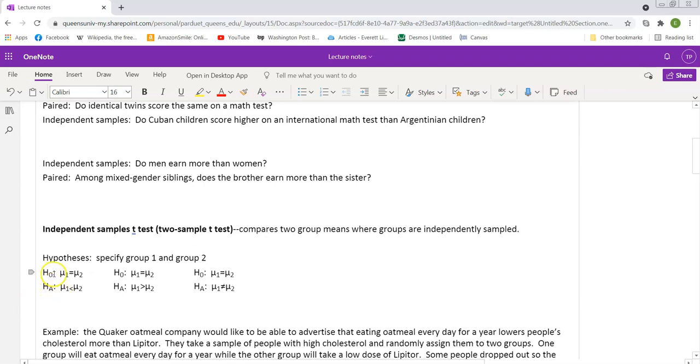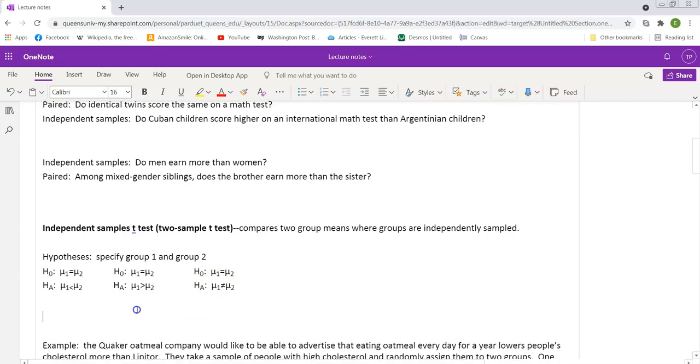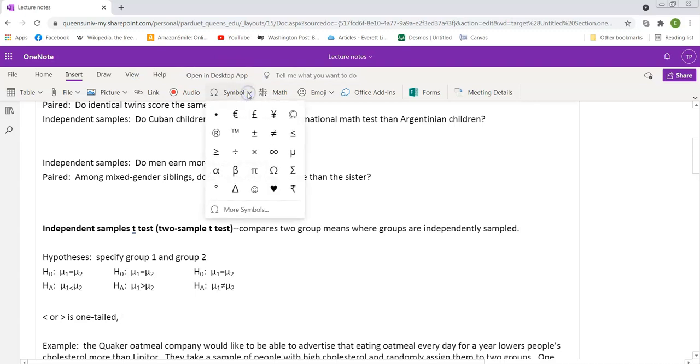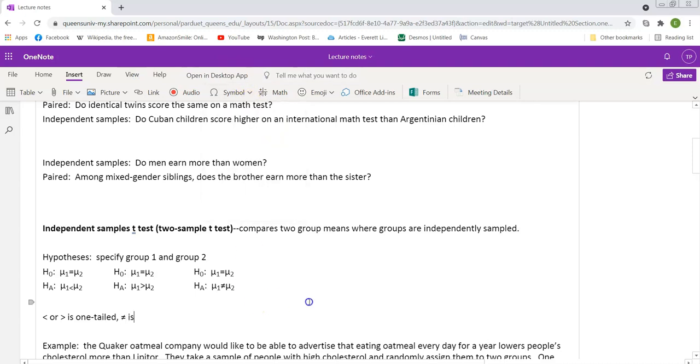The alternative hypotheses could be that mu1 is less than mu2, that mu1 is greater than mu2, or that mu1 is not equal to mu2. And if you remember, the not equal to case is called the two-tailed. So less than or greater than is one-tailed, and then not equal to is the two-tailed. And you're going to need to know this in just a minute for the Excel.